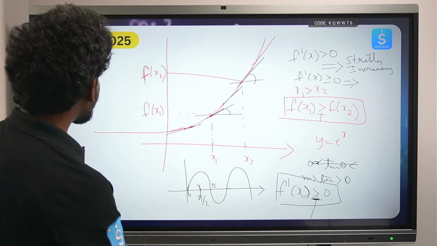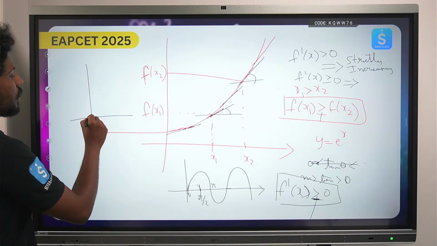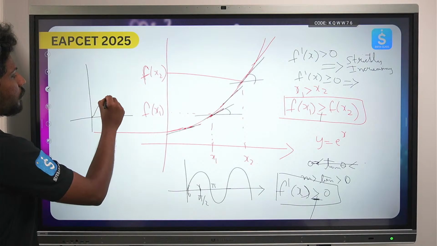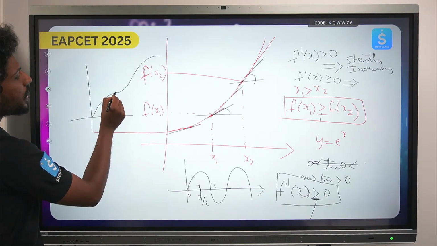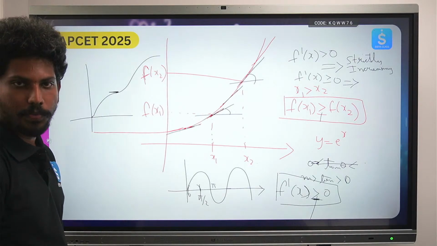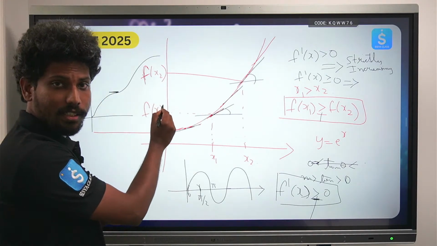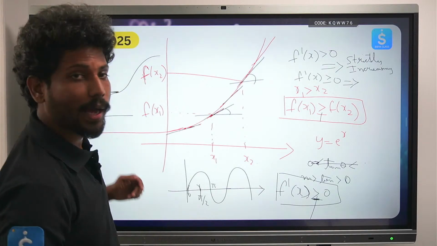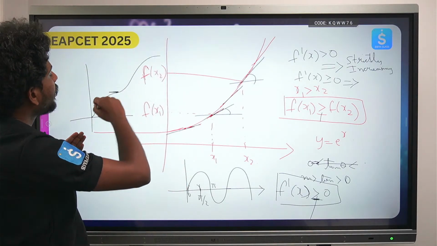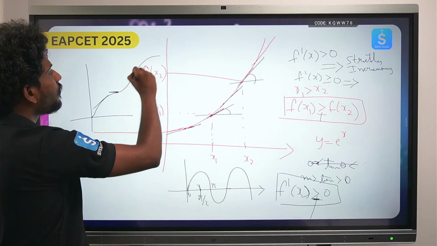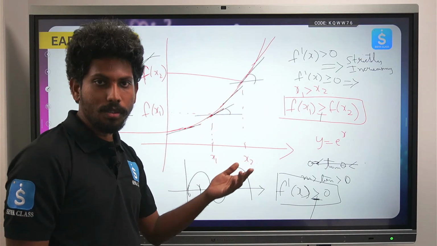So there might be some chances where, for example, if I take some random curve, right? If you see here, the curve, though it is increasing, at some point you can see that the slope is equal to 0, right? That means if you try to draw a tangent at that point, that line will be parallel to the x-axis, right? But if you see the whole graph, the tangent is always in the positive sense. That is, f dash of x is always greater than or equal to 0.